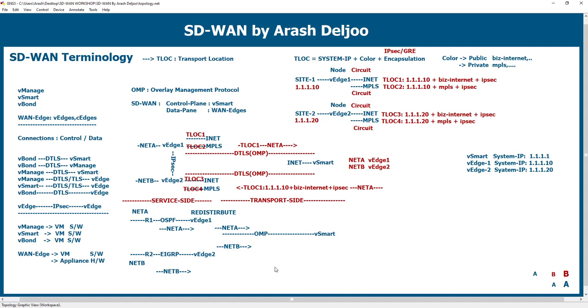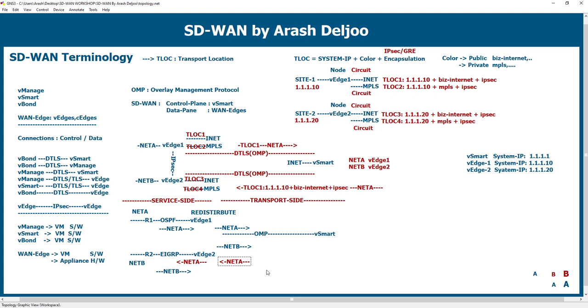Because of that, in some cases, we should redistribute routing protocol routes that are received into OMP to send to vSmart. And after the routes are received from OMP, we should redistribute OMP again into our service side routing protocol. For example, we receive net A with OMP, we should redistribute it to the EIGRP. We will configure it. You will see all of these topics.